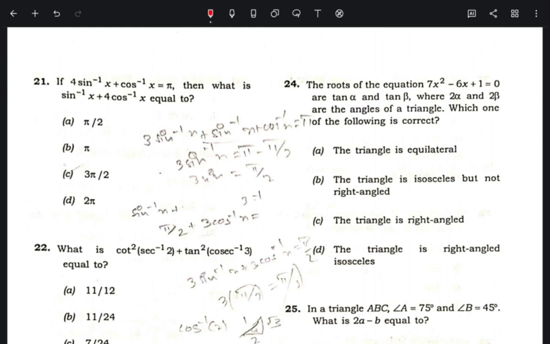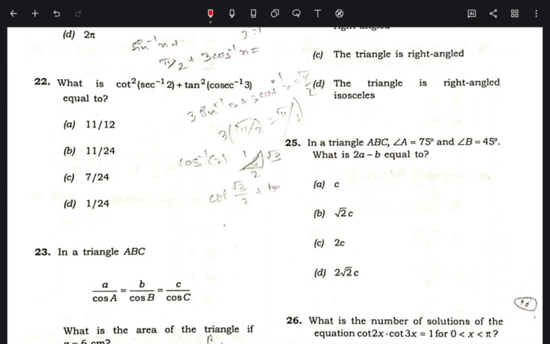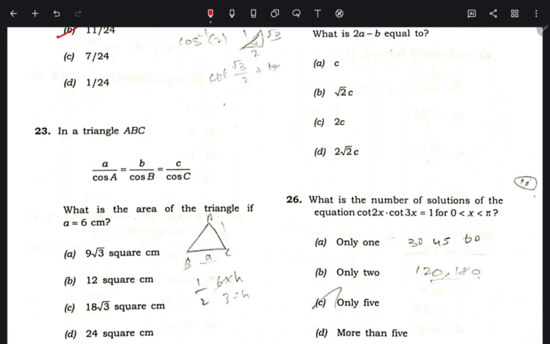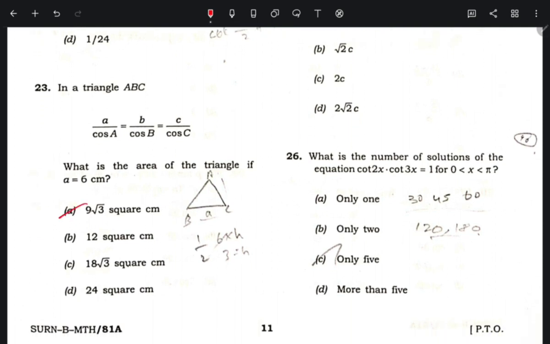So 21, you have C. Again, just apply the rules here. So cos inverse of x plus sin inverse of x. Apply the rules. Get that. 22, you have B, 11 by 24. Transform this to cot. Transform this to tan. You'll get the answer. 23, you have A.